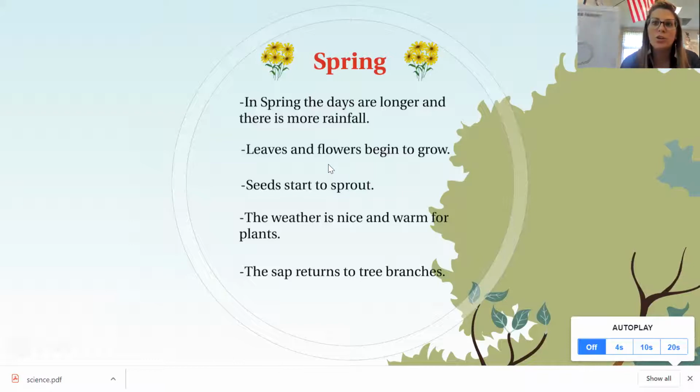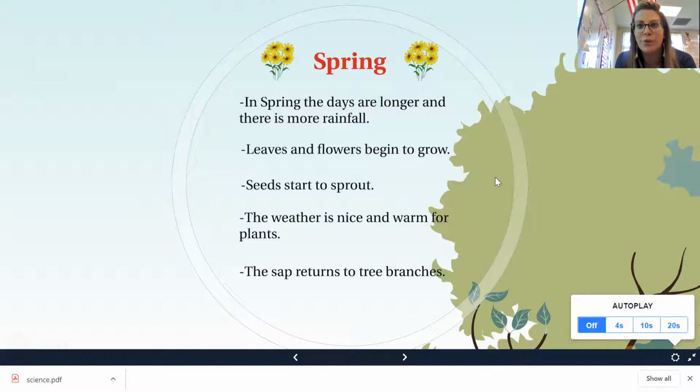So on your graphic organizer where it says spring, I want you to write down, don't copy all this, only the things that talk about how the plants change. So in spring, the days are longer and there is more rainfall. Does that have anything to do with how the plants change? I think it helps them change, but that is not something we would write down. Leaves and flowers begin to grow. That'd be a good one.